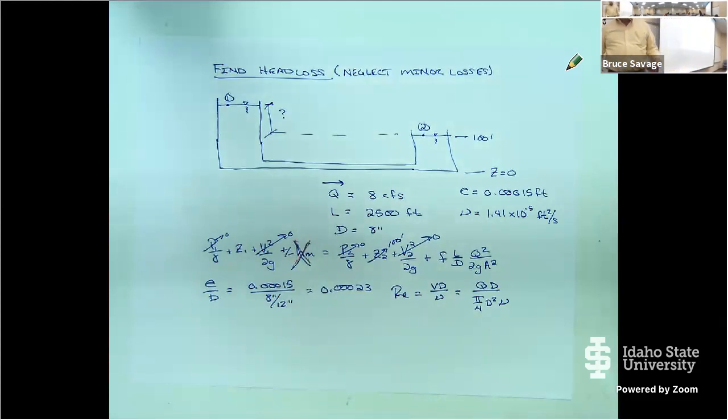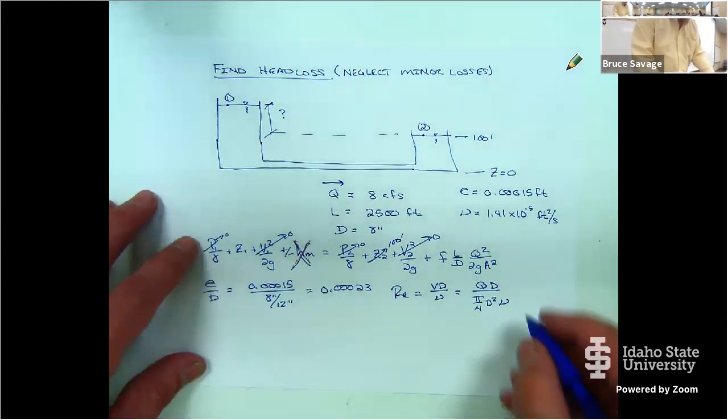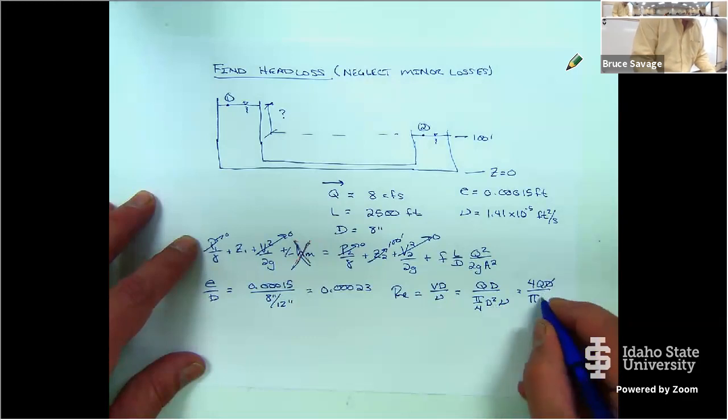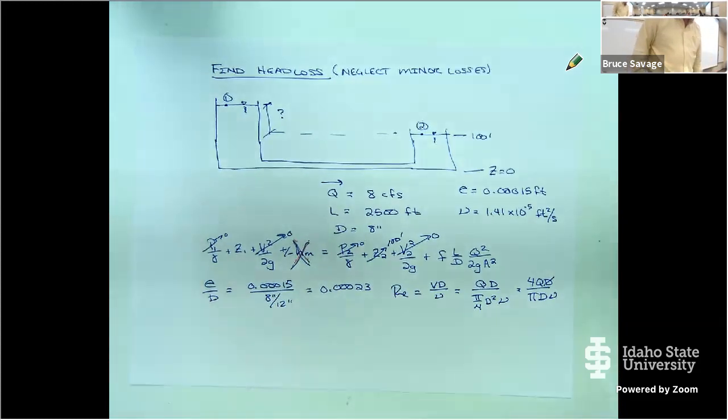If I wanted to simplify that, I could bring the 4 up to the top. So this would become 4QD divided by pi, and the D's are going to cancel out, right? It's going to leave me D down here. So 4Q divided by pi D times nu, the kinematic viscosity. So that's just simplifying the equation for the Reynolds number. So now we can go ahead and calculate the Reynolds number.